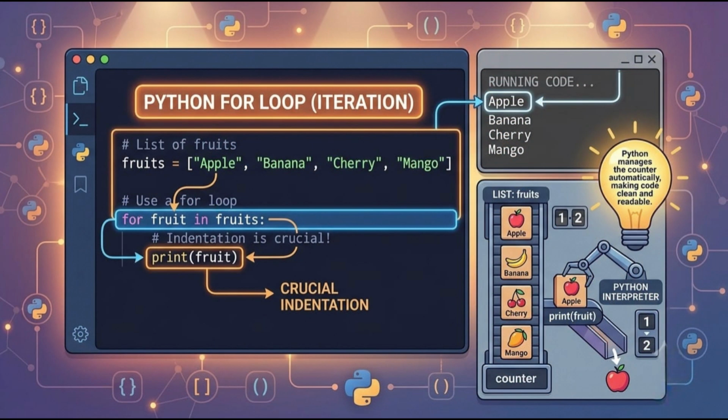Let's look at a live example. We have a list called fruits. Instead of printing each one manually, we write for fruit in fruits. On the next line, we indent, this is crucial, and write print(fruit). When we run this, Python assigns apple to the variable fruit, prints it, then goes back to the top for banana. It manages the counter for you, making your code incredibly clean and readable.